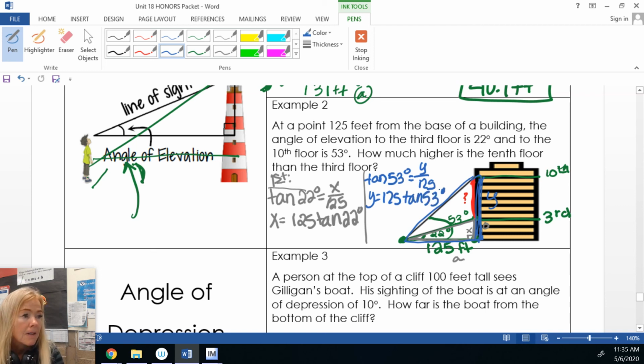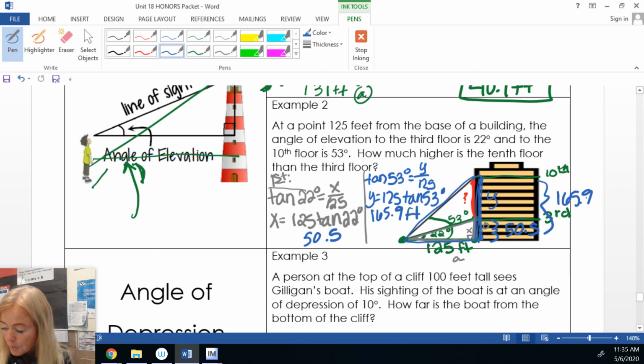Now, that's pretty awesome. I'm going to just quickly come up with these values. In my calculator, I put 125 tangent of 53, and that's 165.9 feet. And then 125 tangent 22, and that's 50.5 feet. So here is 50.5, and the whole thing is 165.9.